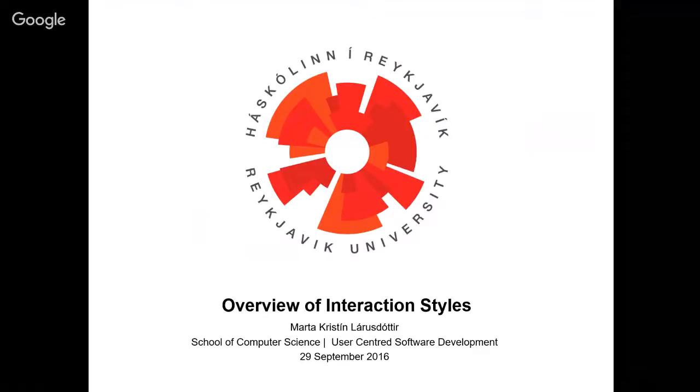So what I wanted to do today is to give you an overview of interaction styles. And this is because soon you will be doing a paper prototype, and you need then to decide which interaction style you're going to use.